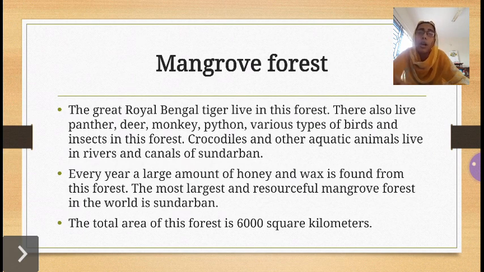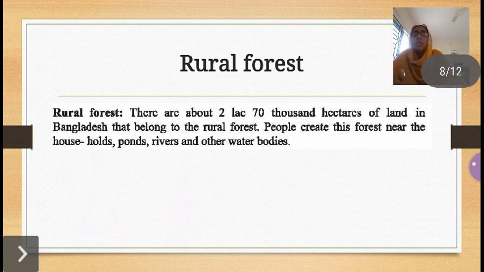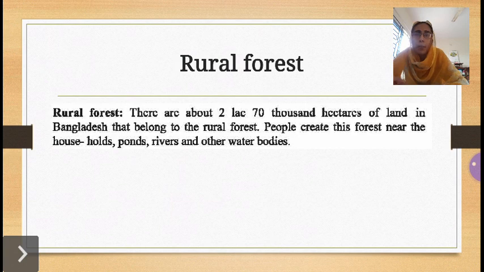So if you consider hilly forest, it is too small. If you compare it with hilly forest, it is only 6,000 square kilometers. And then comes another forest, the rural forest. There are about 270,000 hectares of land in Bangladesh that belong to the rural forest.